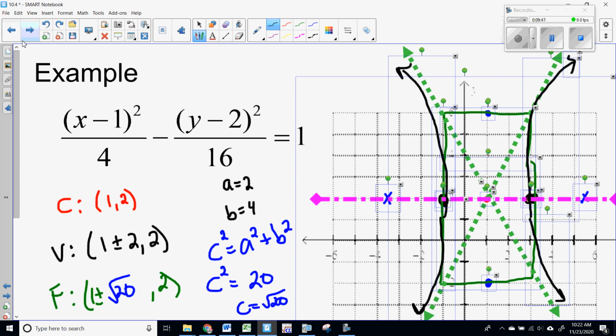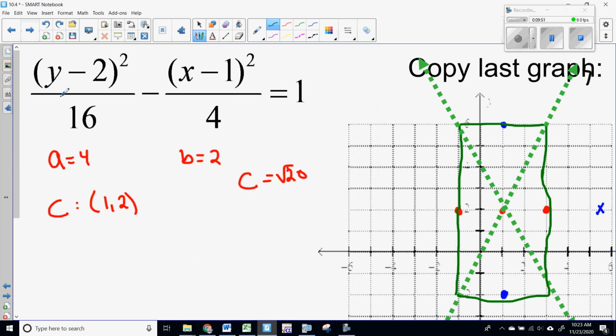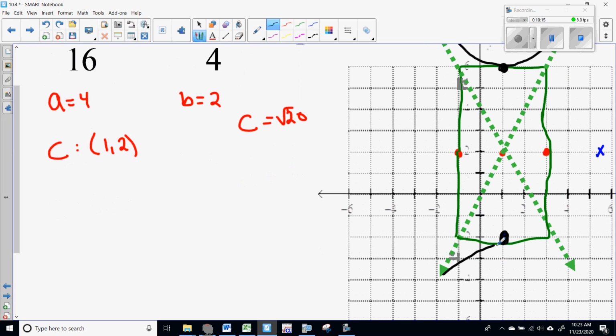from our last example. The difference is going to be with the y first, it's now going to open up or down. So that means that this point up here is my vertex. And down here is my vertex. And it means this graph is going to open up here and open up down here.